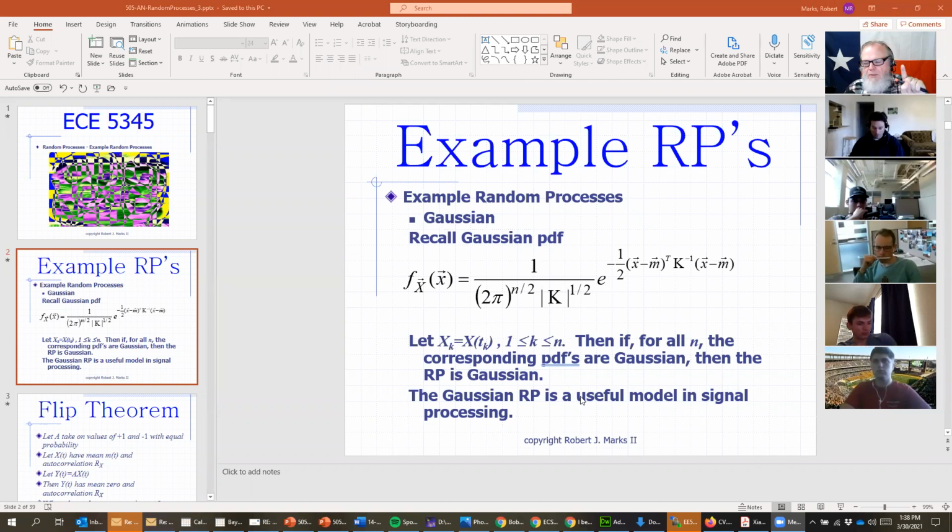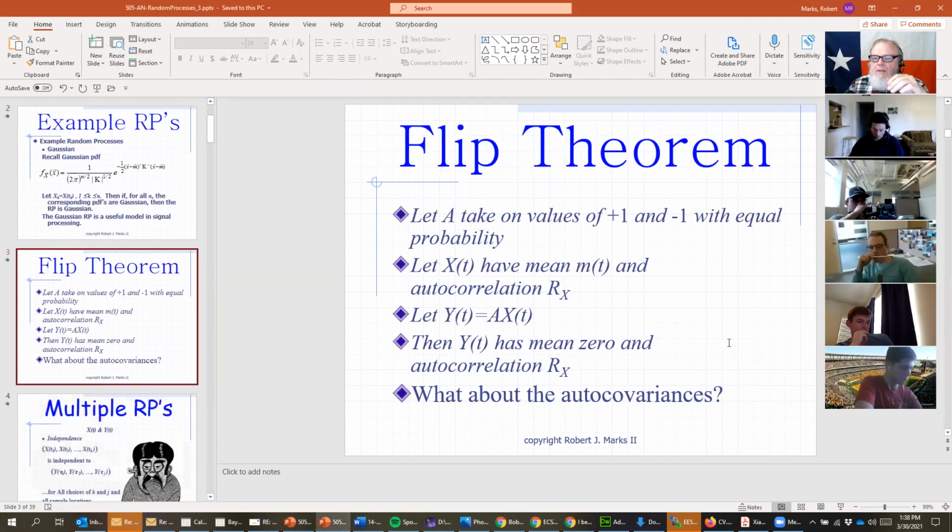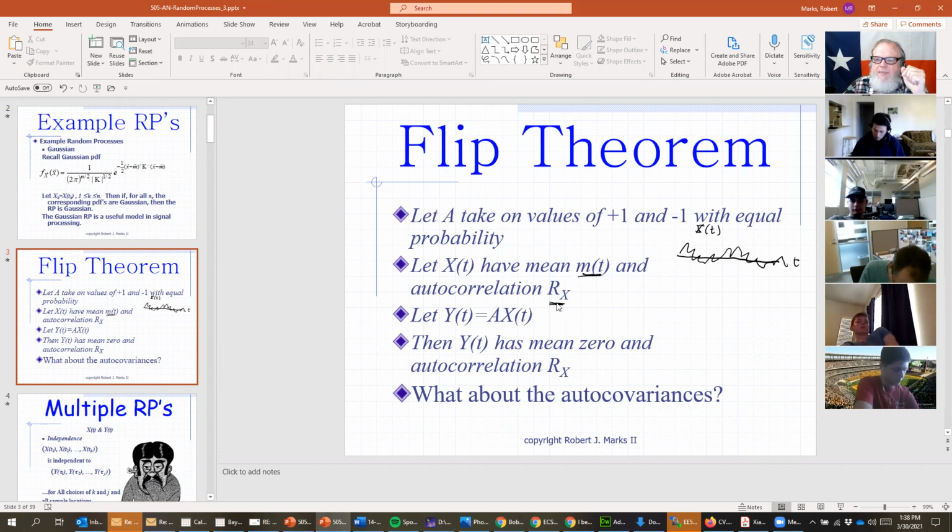Okay. We're going to go to a totally unrelated theorem right now, which we're going to use later. And we'll probably end the lecture there. This is something called the Flip Theorem. The Flip Theorem says you have any stochastic process, x of t. And the stochastic process has a mean of m of t and an autocorrelation of r sub x. Here's what we're going to do. We're going to flip a coin.